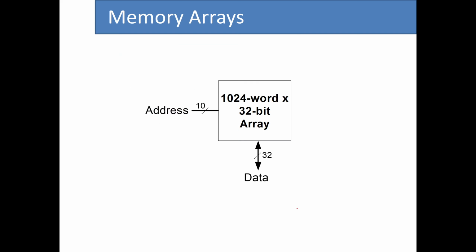Let's take a look at another example. Here we have a memory array with 10 bits of address and 32 bits of data. This means that our memory array has in total 2 to the 10, or 1024 rows or words, and each word has 32 bits.